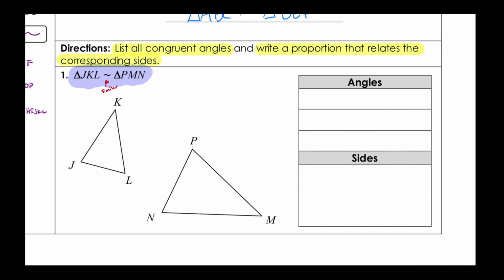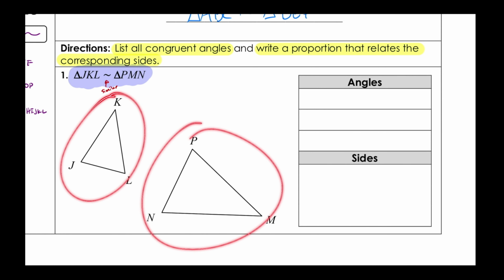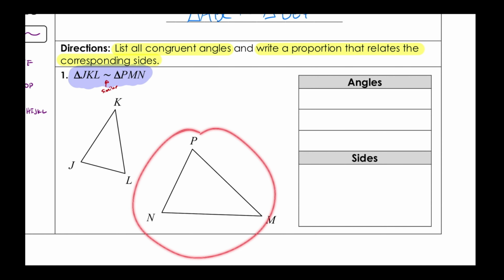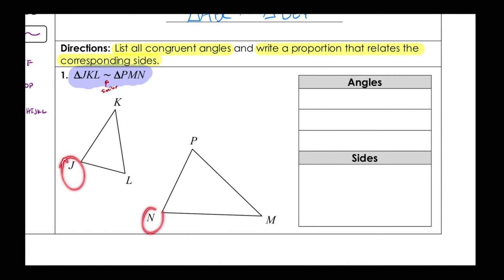So here's the question. Looking at these two figures, I really can't tell what matches with what, because this figure could be a rotation of this figure, right? This could be rotated, and I don't know which matches. It doesn't always mean that this and this match, and this and this match. That's not always the case. That's why we need this similarity statement.